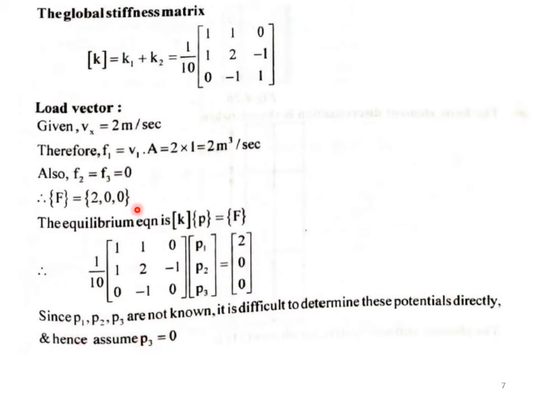In our previous problem, P1 and P4 were given, so we determined P2 and P3. Here in this problem, all three values are not given, so we assume any one value. We assume P3 as 0, and we substitute and find the values of P1 and P2.